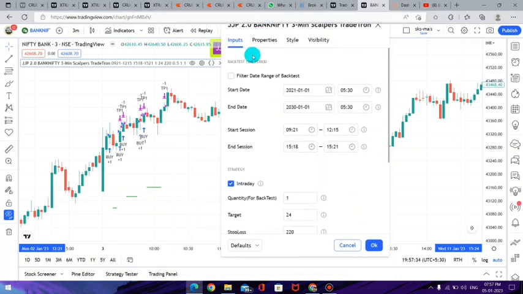Once you click on the settings of our indicator, you will have the inputs tab. In this inputs tab, if you have enabled this, then you will get the backtest from 2021 till this date. Now the date is 5 January 2023. You can see our strategy is taking the entry from the 9:21 candle till the 12:15 candle. This is how we can increase the maximum accuracy.